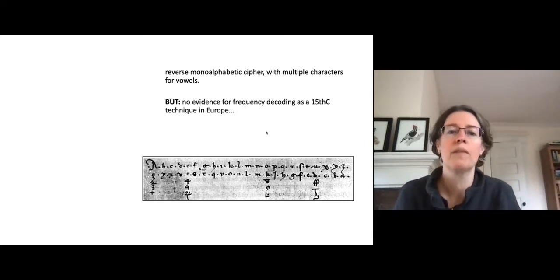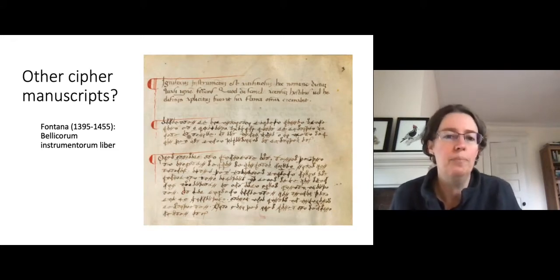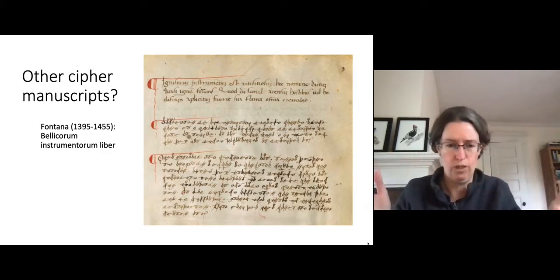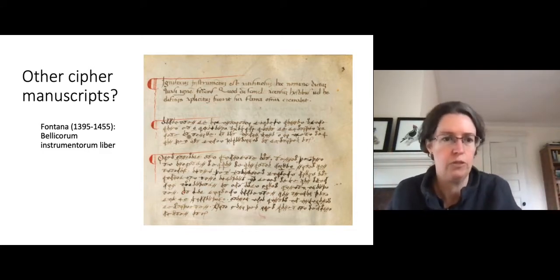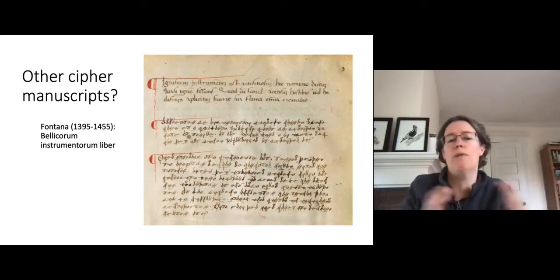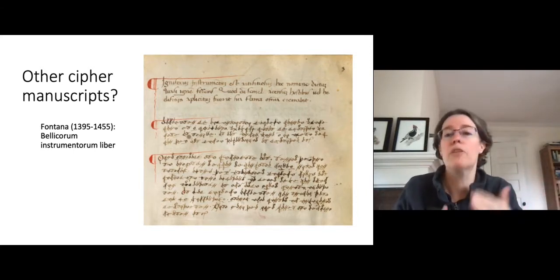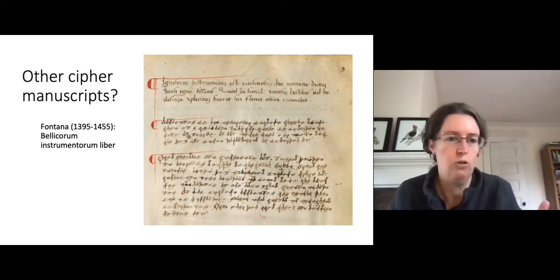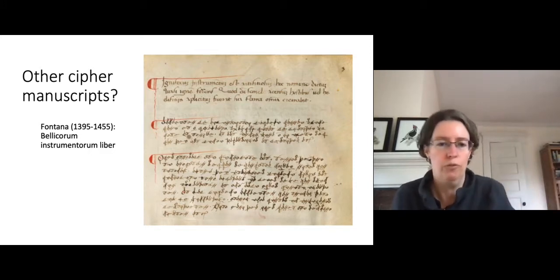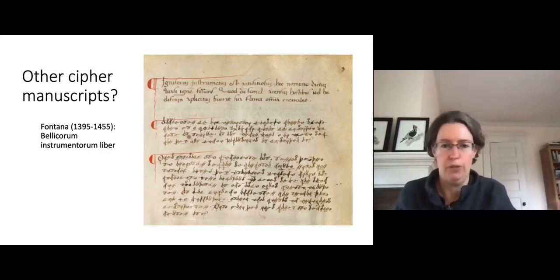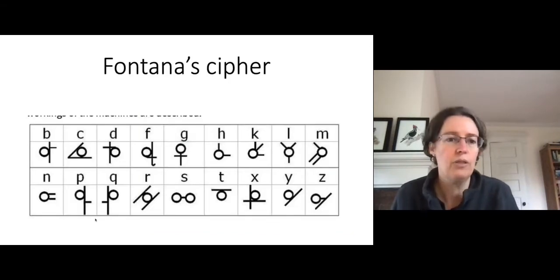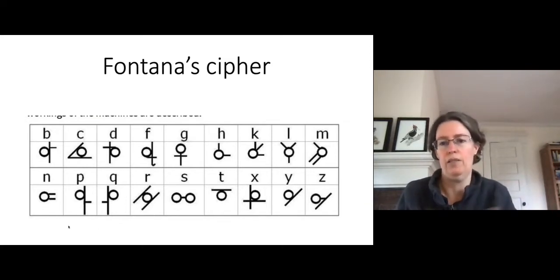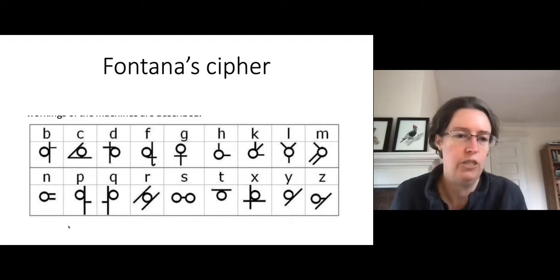That said, we have quite a lot of material around ciphers, but actually very little cipher books. We only have 2 or 3, if I remember right, and the biggest one is by Fontana. It happens to be around the same time, but this is a substitution cipher. It's a straightforward substitution cipher. The name of the book is Bellicorum Instrumentorum Liber, the book of the instruments of war, and it's basically how to make trebuchets and various other things. And it was encoded in a letter-based substitution cipher that looks like this, and it's pretty straightforward to decode.